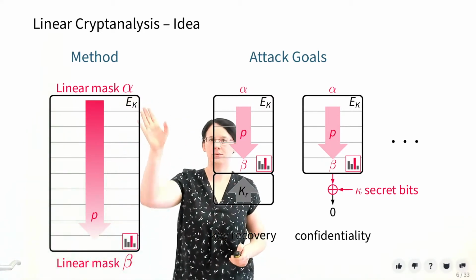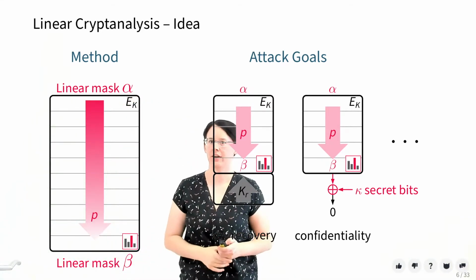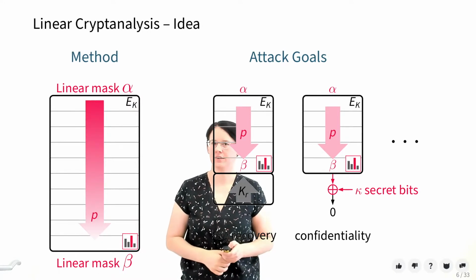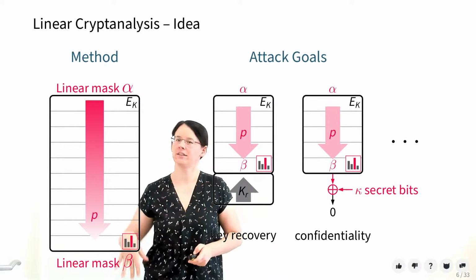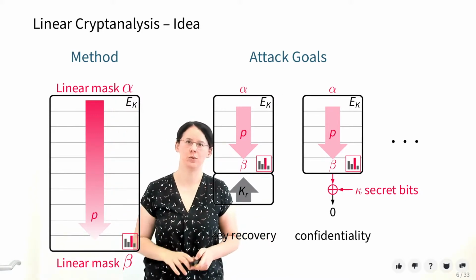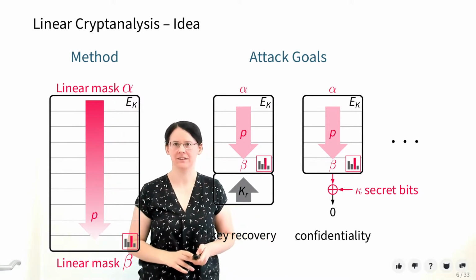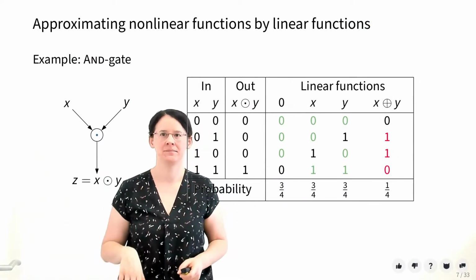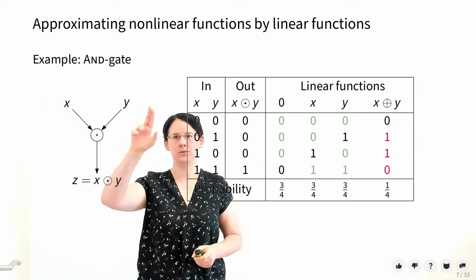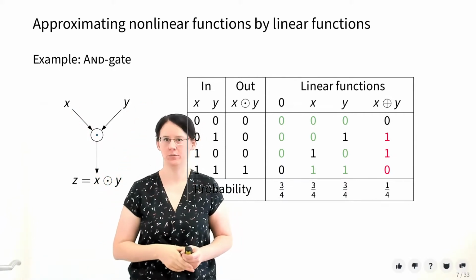And now let's get to what these masks are about. I already said that they are linear equations. And to look at what we mean, let's have a look at not just the full cipher at once, but just at one tiny operation. The tiniest possible operation, which is just a single AND gate. So let's look at an AND gate which has two input bits and one output bit.